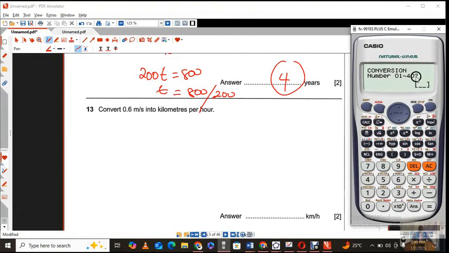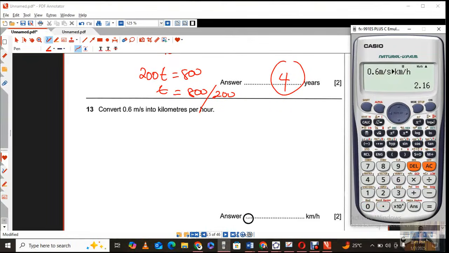So there are about 40 of them. But if I hit 20 and I put 20 in there, the calculator is ready to convert meters per second to kilometers per hour. So I just have to go ahead and put in 0.6 over there. So I'm going to hit 0.6 and I hit enter and it gives me the answer as decimal 2.16.